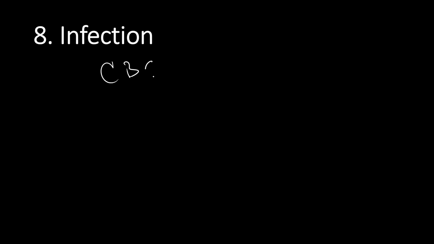Okay, so infection. Over the past 2 years, this has actually become one of my favorite subjects because we just see such a big deal with infection. CBC. We're going to look at the white blood cell count, okay? I'm going to show you a couple of examples here in a minute. White blood cell count should ideally be 5.5 to 8.0, okay?